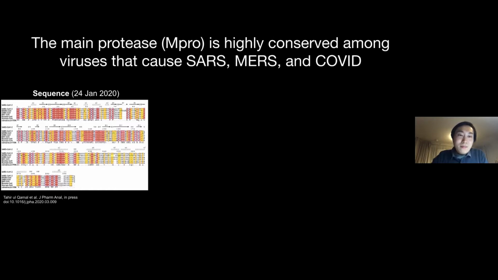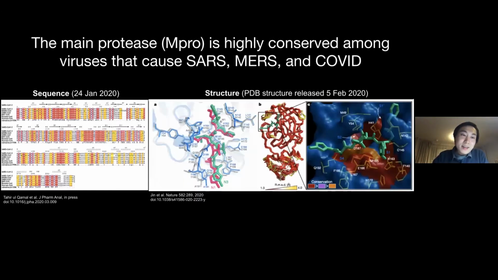What is even better about the main protease is that it's a protein that is broadly conserved across many pathogenic coronaviruses: SARS-1, MERS, COVID, and many other coronaviruses. Actually, if we align the sequences, we realize that the main protease itself is broadly conserved, which means that having an antiviral against COVID might mean that this antiviral could be broad spectrum.